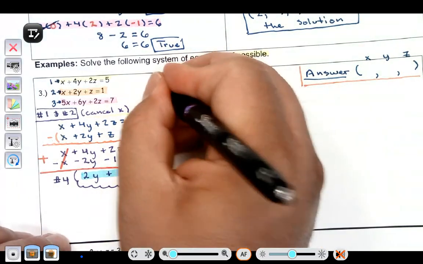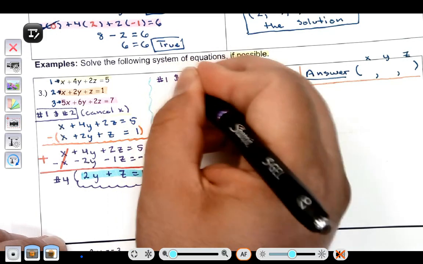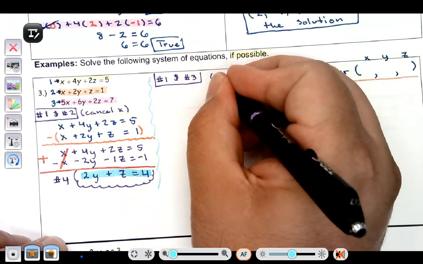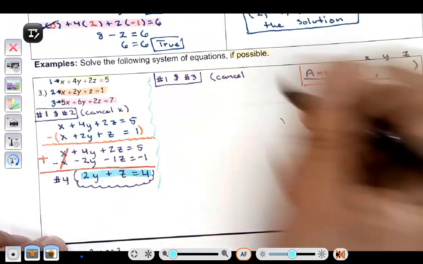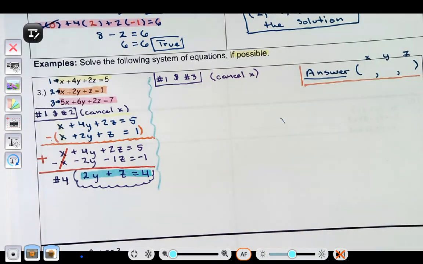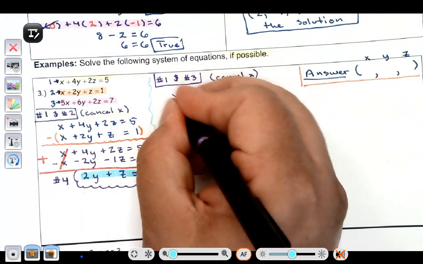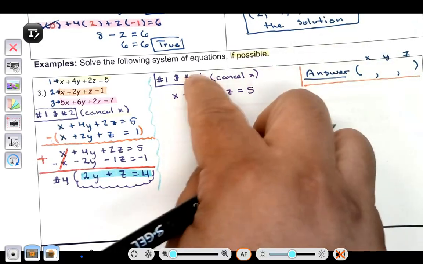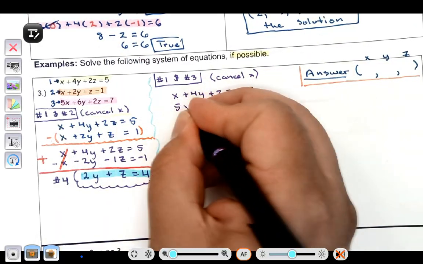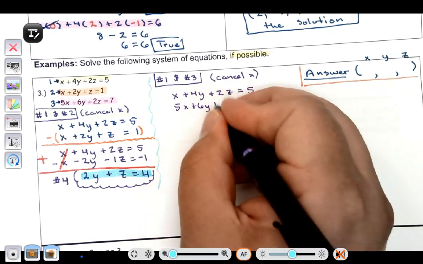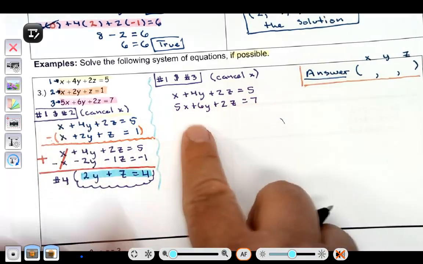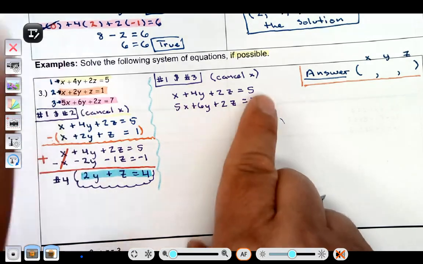Now I'm going to work with equation number 1 again and equation number 3. Remember, my original goal was to cancel x, so I have to do the same. I'm going to cancel the x for this one as well. All right, I'm going to write equation number 1 again: x plus 4y plus 2z is equal to 5. I'm going to write equation number 3, the pink one: 5x plus 6y plus 2z is equal to 7. Just make sure you're copying it down perfectly. Always give it that second look.